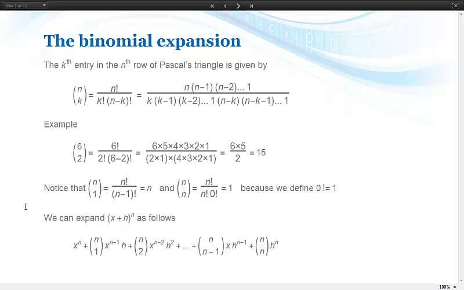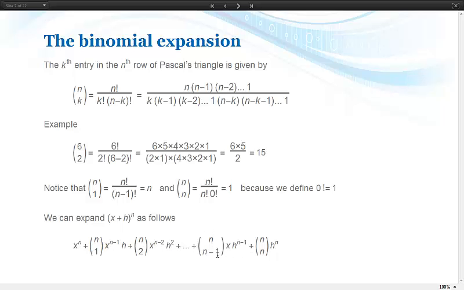So using the binomial coefficient, we can expand x plus h to the n as follows. It's 1 times x to the n, and then n choose 1, which is n, times x to the n minus 1 times h. The next term is n choose 2, and then the power of x gets reduced one more, n minus 2, and the exponent of h goes up to 2, all the way down to the last two terms.